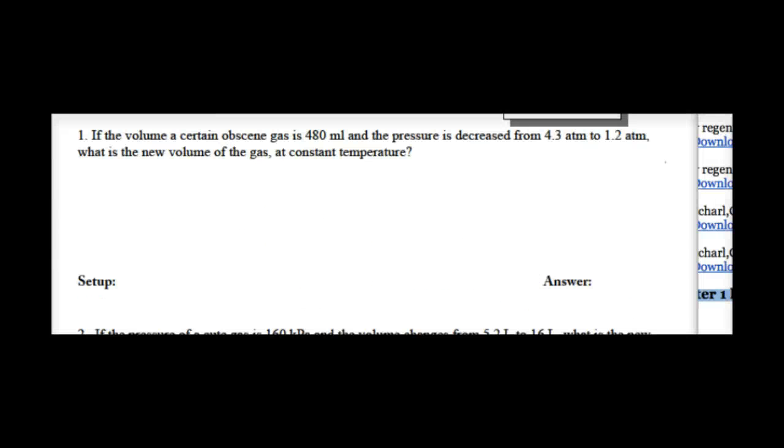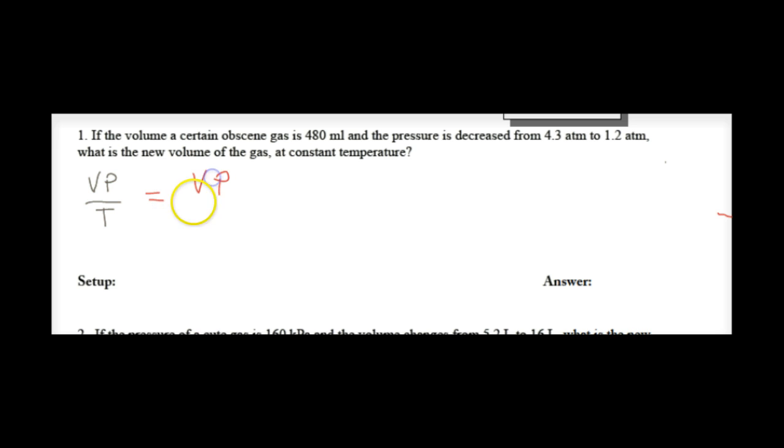Okay, let's set up the problem. We're going to need our formulas. So a quick little way to give yourself a way to remember it: Vice President, VP, over temperature of the current situation, what you're given, and then you have Vice President over the new situation, or what you're about to determine.